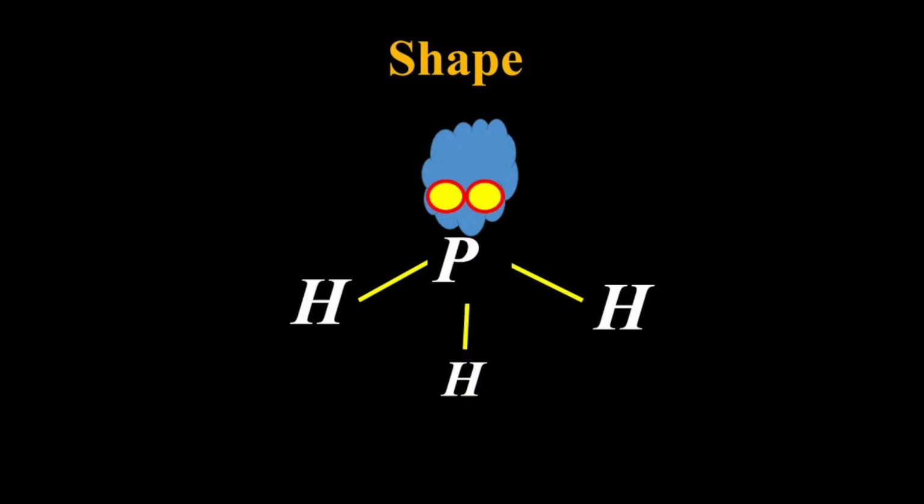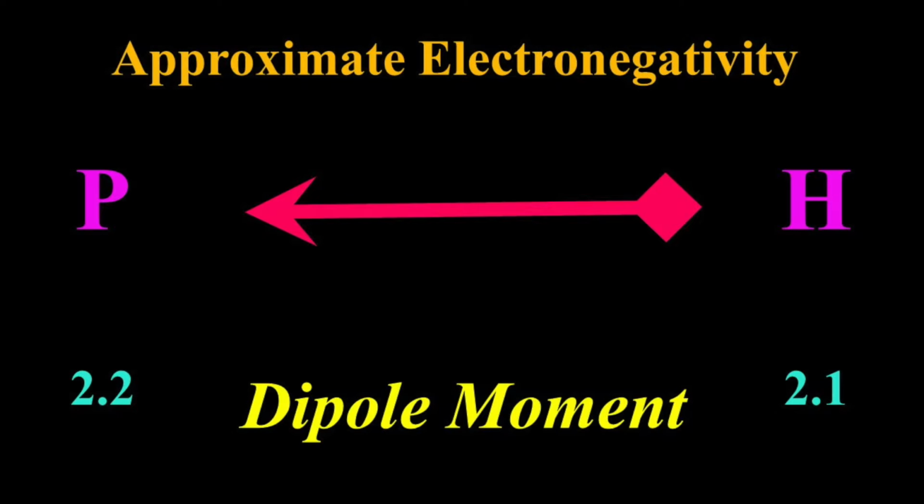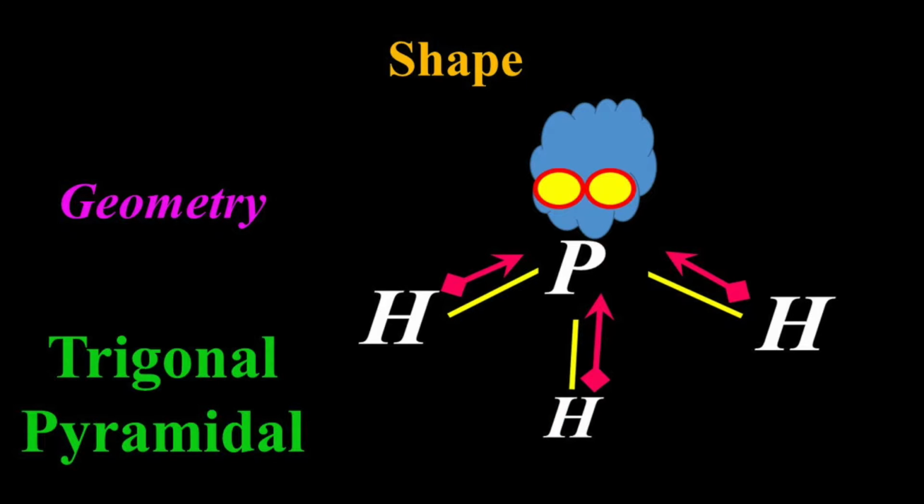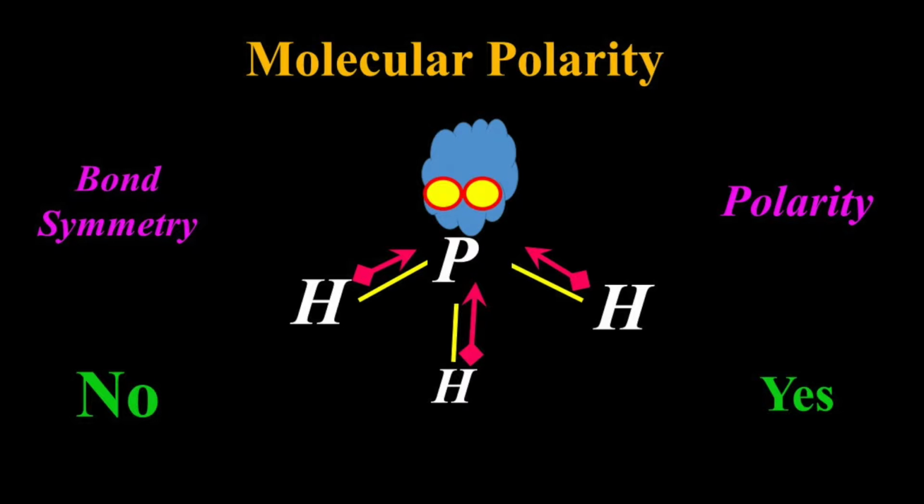And now we are going to put in the dipole moments. We see that phosphorus is just a pinch more polar than hydrogen. You can take that out a couple more decimal places if you're unsure. Trigonal pyramid, that's going to be the geometry, and we see that there's no bond symmetry, and so we have polarity. That's absolutely definite. We have polarity.